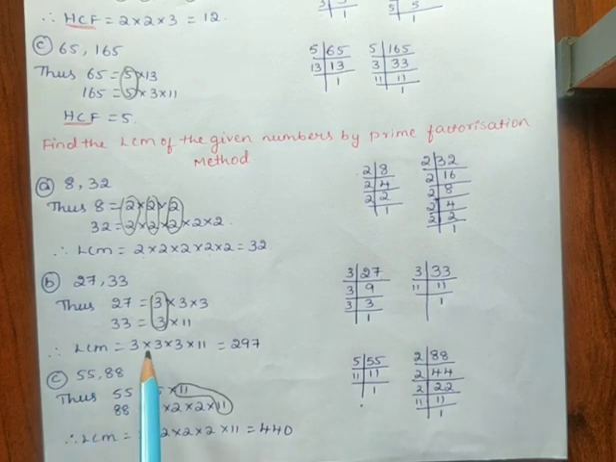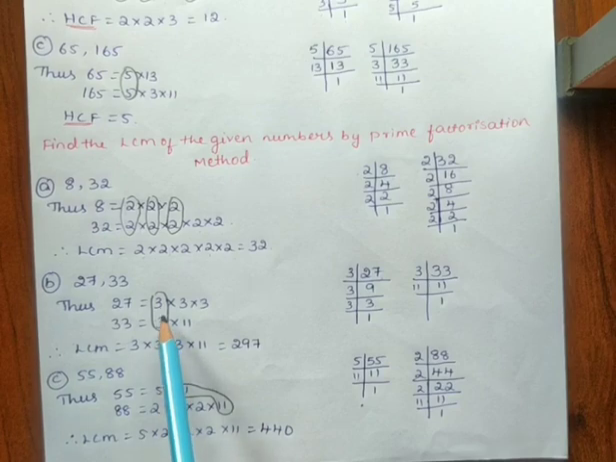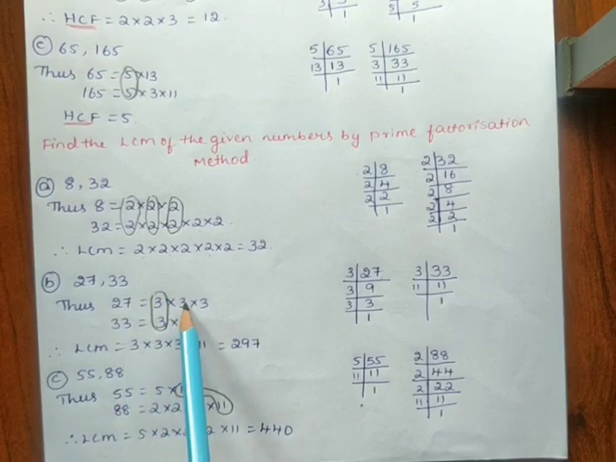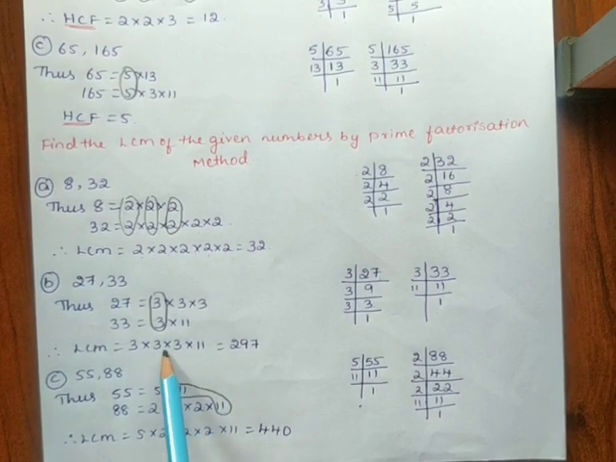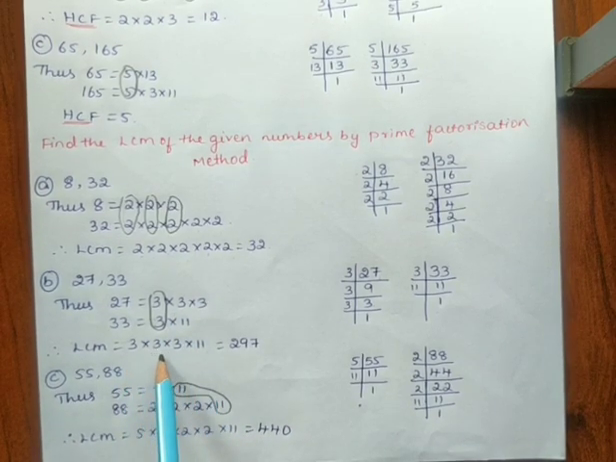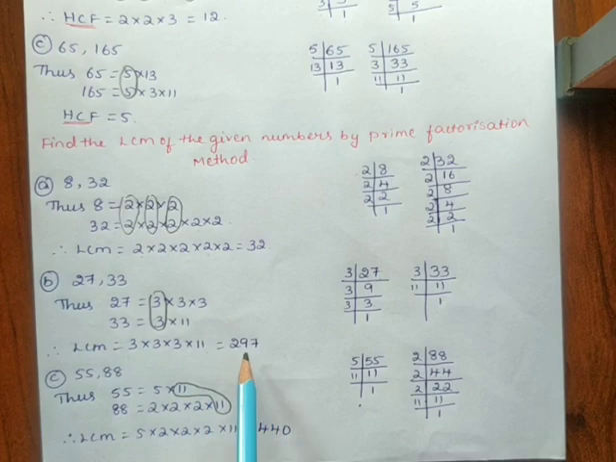Therefore LCM: here in these two numbers 3 is common, so I have grouped it. You have to take one 3 and the remaining numbers 3 into 3 into 11. So 3 into 3 into 3 into 11 will give us 297. Next 55, 88.